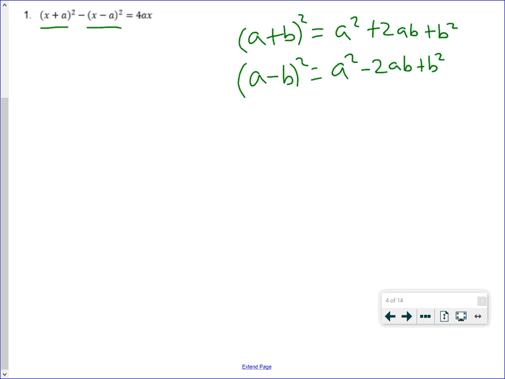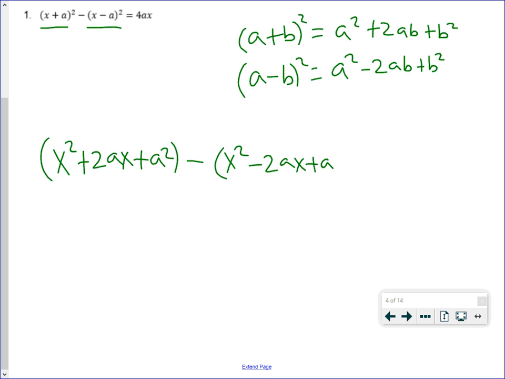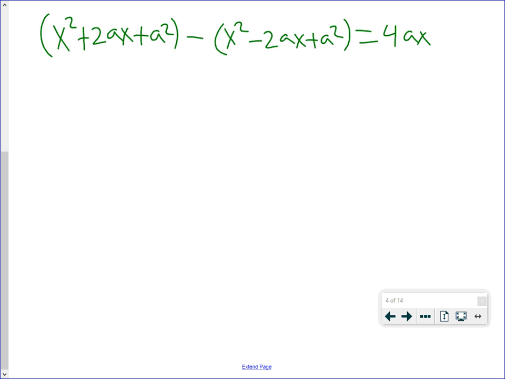Okay? So for (x + a)², whether you FOIL it out or use your identities, you will get x² + 2ax + a². And we're going to minus (x − a)², and when you FOIL that out or use your identities, you should get x² − 2ax + a². And this should all equal 4ax. So what we're going to do now is distribute that negative into the second polynomial, and then we're going to add like terms.